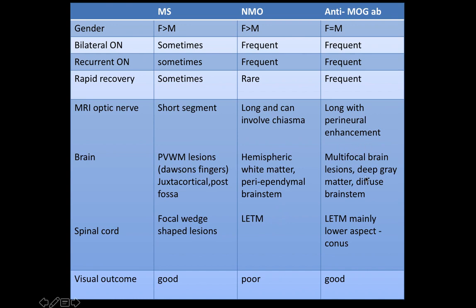Anti-MOG antibody usually will have multifocal brain lesions, involvement of deep gray matter, diffuse brainstem involvement, and the cord involvement is usually longitudinally extensive transverse myelitis, but however it involves mainly the conus medullaris. Remember, prognosis is poor for NMO, however better for MS and anti-MOG antibody. Actually, anti-MOG antibody has the best response compared to other two.